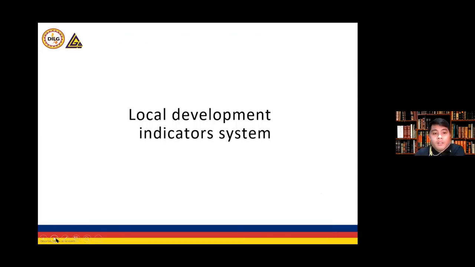Okay, we shall now proceed with the LDIS. So, sino po sa inyo sa mga MPDCs natin ang aware sa LDIS or RAPIDS? LDIS or RAPIDS? Sige nga po sa chat box natin, if you can type yes. Are you aware of this LDIS system? At kung ginagamit nyo po ito, okay? El Nido, yes. LDIS. Sino pa po? Okay, El Nido. How about the other LGUs? Do you utilize or are you aware at the very least about this Local Development Indicator System?